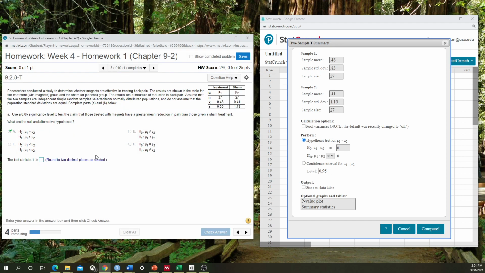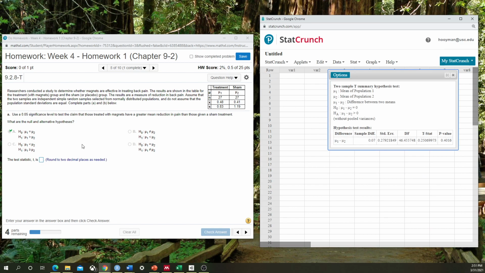Check. Good job. Greater than. This is set up the right way then. This also has to be changed. Okay, so I know that this is my treatment group, U1. This is my sham group, U2. Looking to see if they're different from one another.